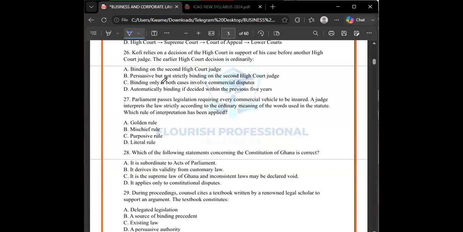Okay, so Kofi is saying that he brought a case to the High Court and a High Court judge made a certain decision. So now he has brought a similar case, and he is coming and saying that he brought this case to the High Court, it was Judge A that was sitting on it, and Judge A said so, so, and so. So Judge B, you too are supposed to say so, so, and so. And our brother Muhammad is saying that the answer is persuasive, but not strictly binding on the second High Court judge, and it's true.